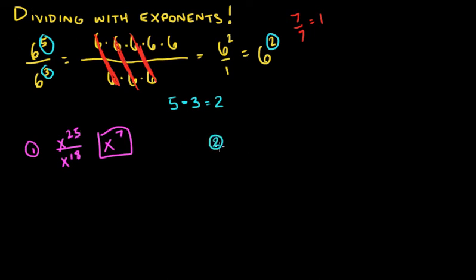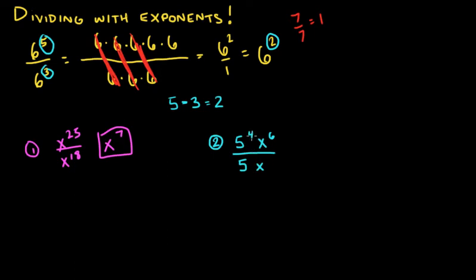So example 2. Let's say we have 5 to the 4th, x to the 6th, and 5 x on the bottom. Okay, so we've got two different bases here. We have x's and 5's. So this rule only works for powers with the same base. We can only subtract the exponents for powers with the same base.